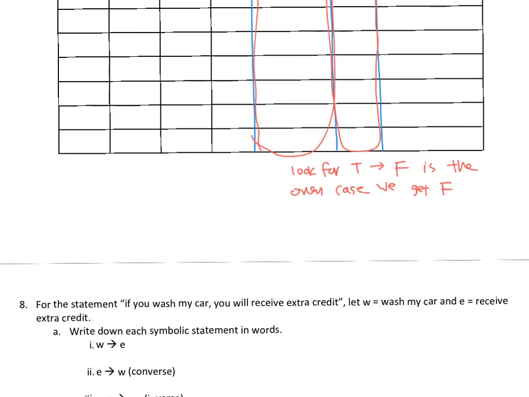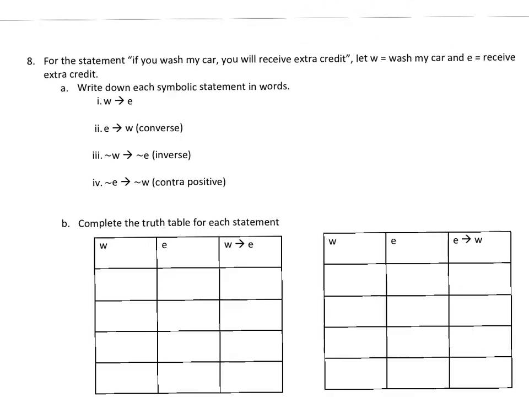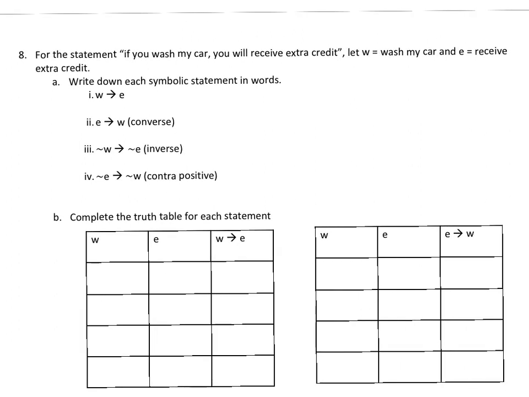All right, let's look at the next question. Number 8. For the statement, if you wash my car, so again there's an if, comma, you will receive extra credit. They didn't say then, doesn't matter. If you wash the car, comma, you will receive extra credit. I can't imagine there's a then part. So washing the car is the antecedent, and you receive extra credit is the consequent part, right? So W is wash my car, E is receive extra credit.